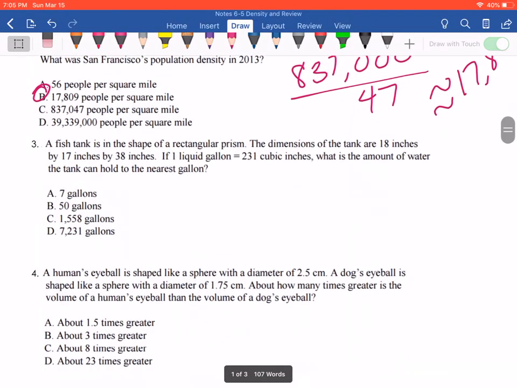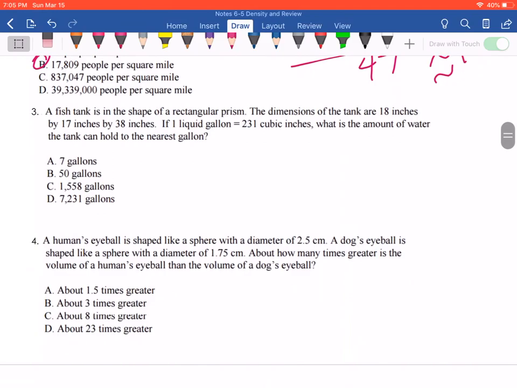Looking at number 3, a fish tank is in the shape of a rectangular prism. The dimensions of the tank are 18 inches by 17 by 38. If 1 liquid gallon equals 231 cubic inches, what is the amount of water the tank can hold to the nearest gallon? The first thing that you need to do here is figure out the actual volume of this tank.